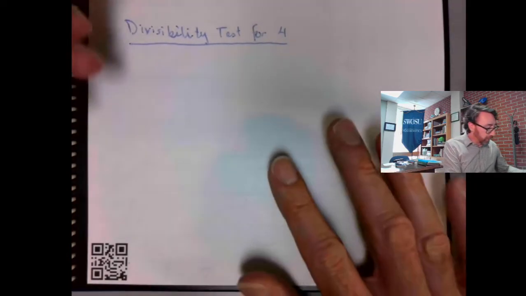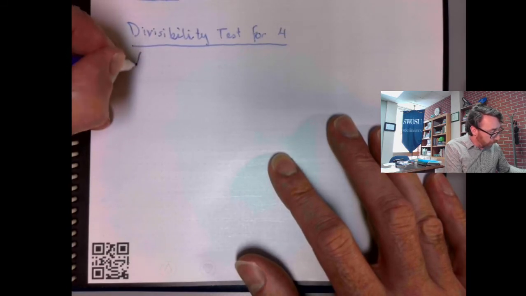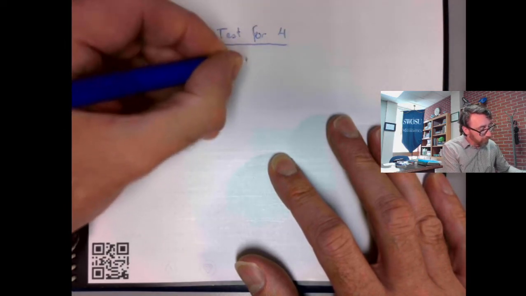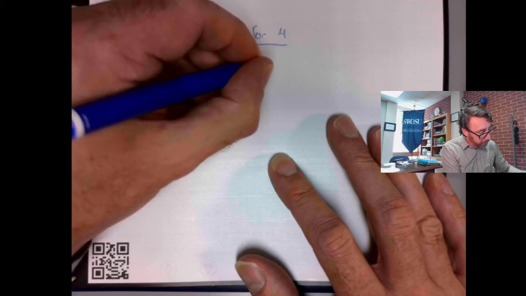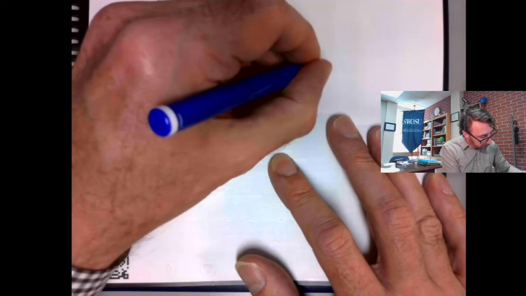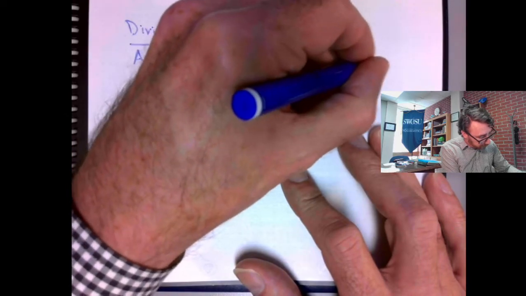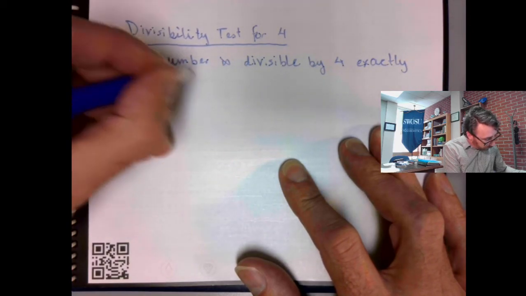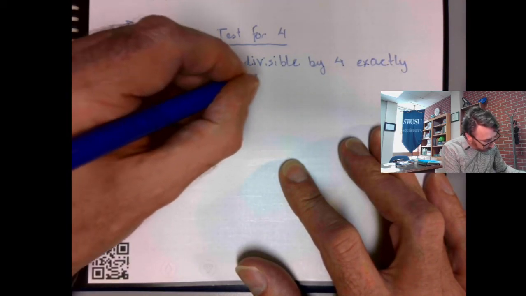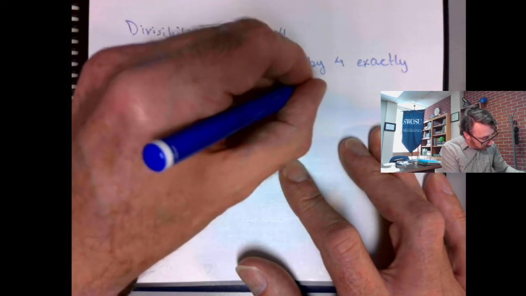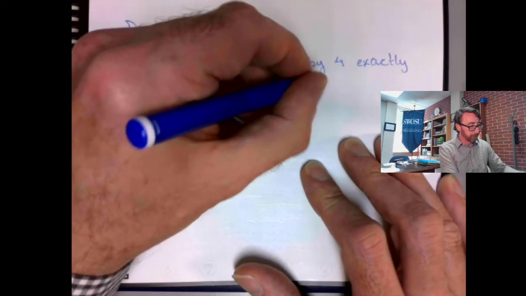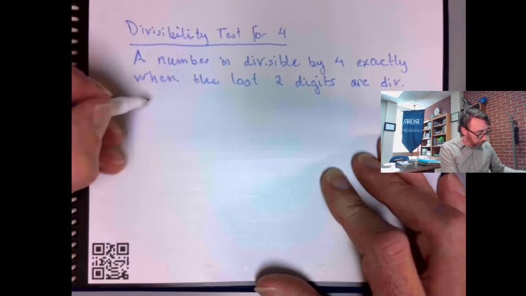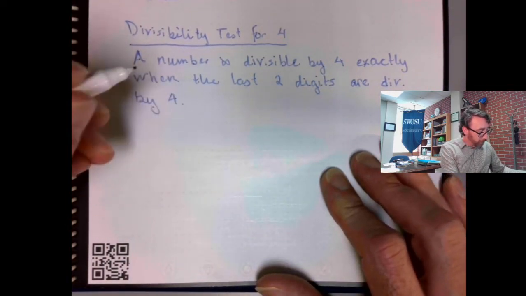Similar, but a little bit different, is the divisibility test for 4. A number is divisible by 4 exactly when the last 2 digits are divisible by 4.